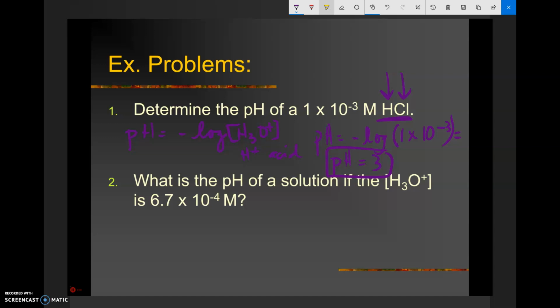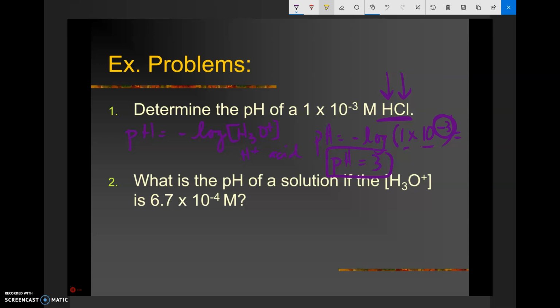Now, if you remember from our first slide, if we have a 1 times 10, whatever this exponent is, always equals just that positive number for the pH. So if we said 1 times 10 to the negative fifth, it's going to be a pH of 5. So that's another way you can look at these as well.